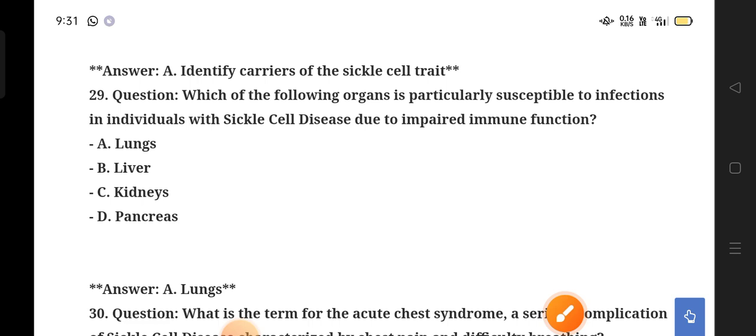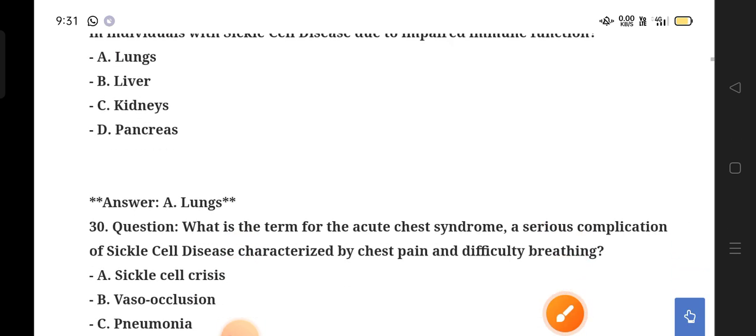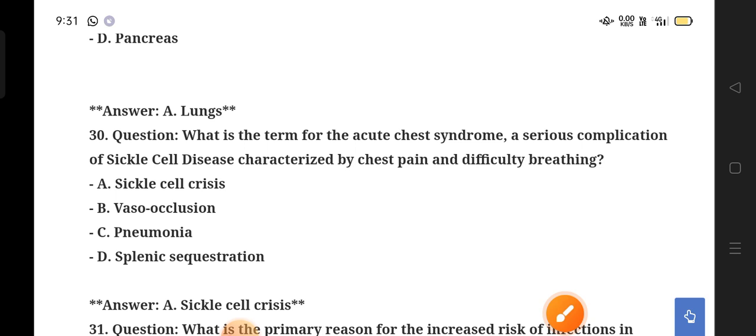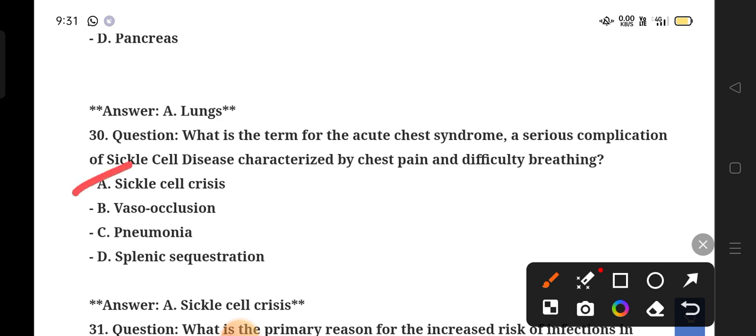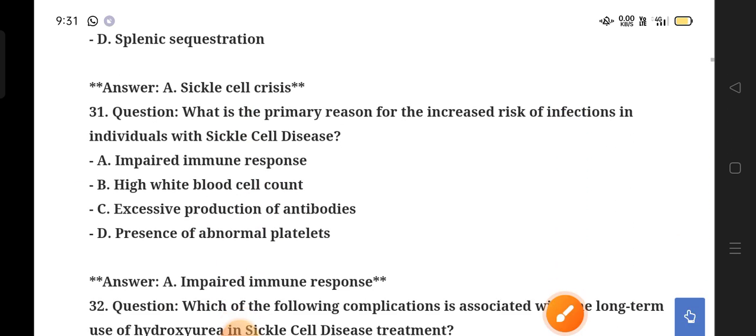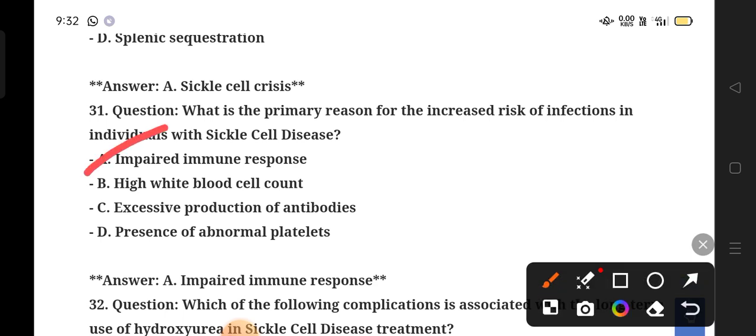Next, which of the following organs is particularly susceptible to infections in individuals with sickle cell disease due to impaired immune function? Option A, lungs. What is the term for the acute chest syndrome, a serious complication of sickle cell disease characterized by chest pain and difficulty breathing? Option A, sickle cell crisis. What is the primary reason for the increased risk of infections in individuals with sickle cell disease? Option A, impaired immune response.